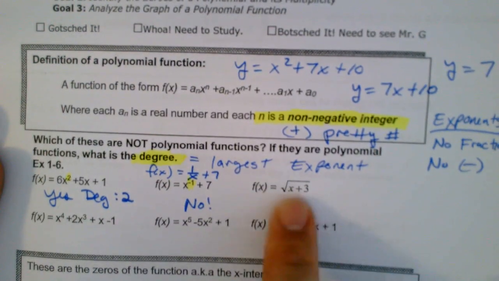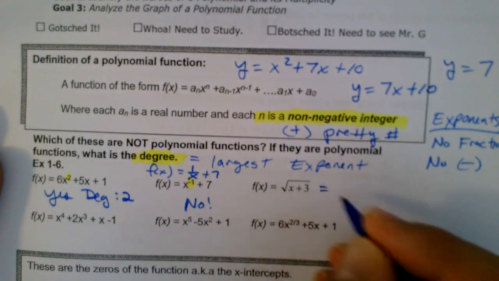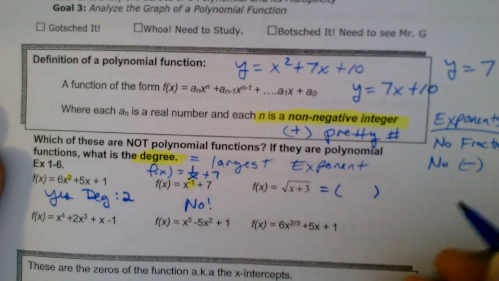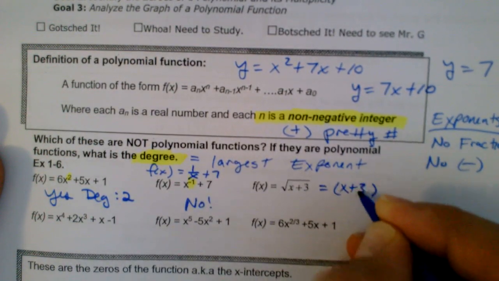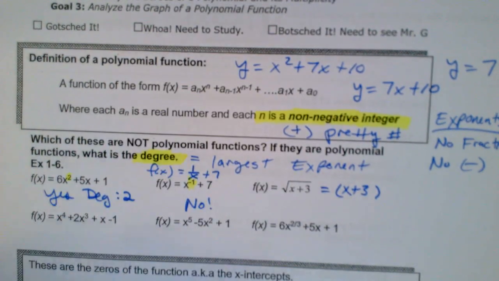So I take a look at the next one. I have f of x equals the square root of x plus 3. Now, it's been a while since we talked about square roots and their powers. If I have a square root, does anybody remember what power that is?